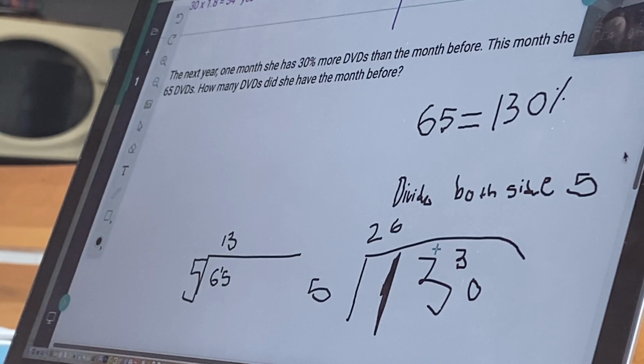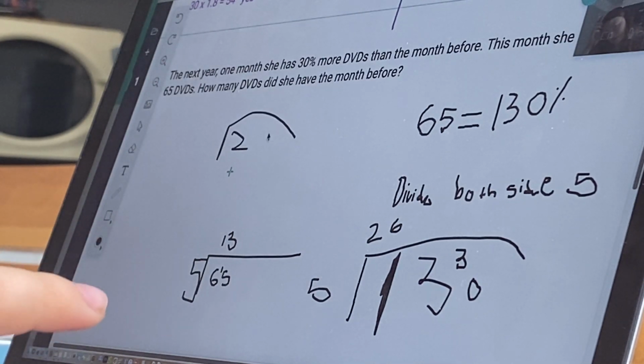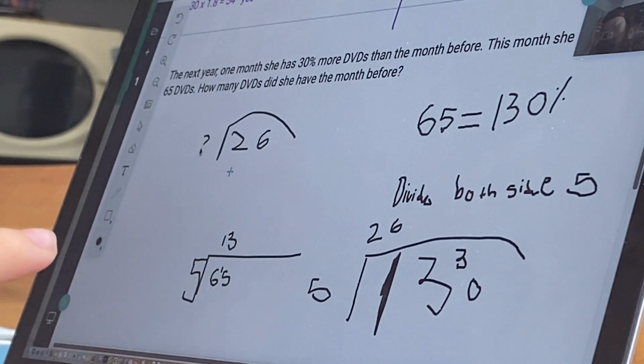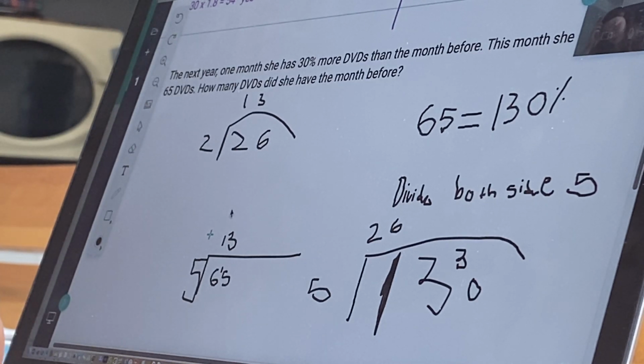We could divide them both by 2. So 13 times 100, and this one goes to 13 equals half of 13, which is 6.5. Can you see what the ratio is going to be?